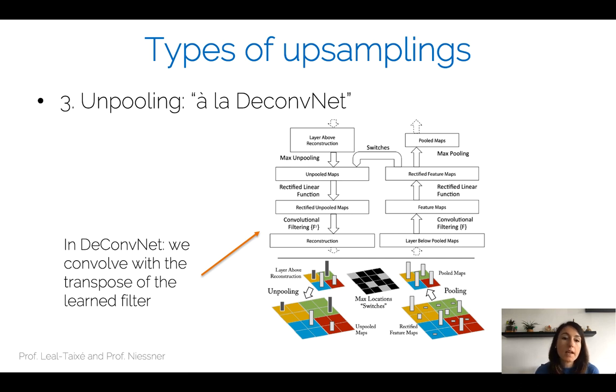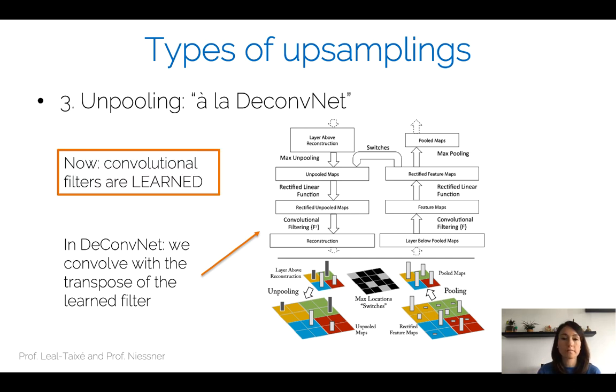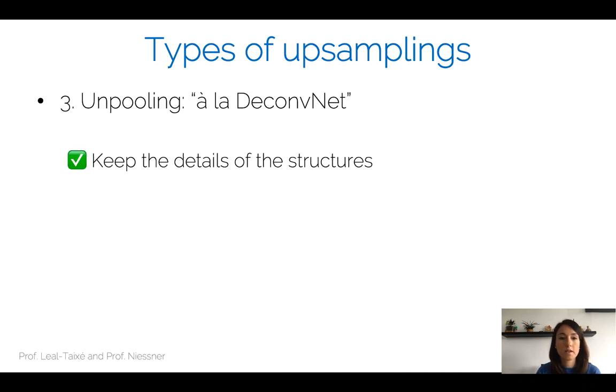Now, remember that in the DeconvNet, we were convolving with a transpose of the learned filter. So the full DeconvNet architecture is completely different from what we're proposing here, in which we're actually learning the convolutional filter. So it's very important to differentiate between the full DeconvNet architecture and just doing the DeconvNet type of unpooling. As we said already, in the DeconvNet this type of unpooling was helping to keep the details of the structures, to keep the edges in the right, original position. So this is going to be exactly the same as what's going to happen when we use it inside autoencoders to perform the unpooling.